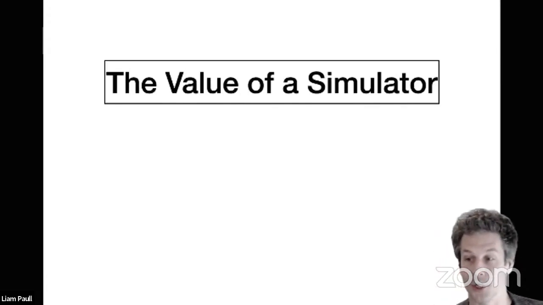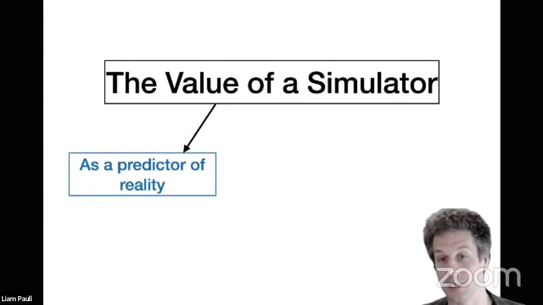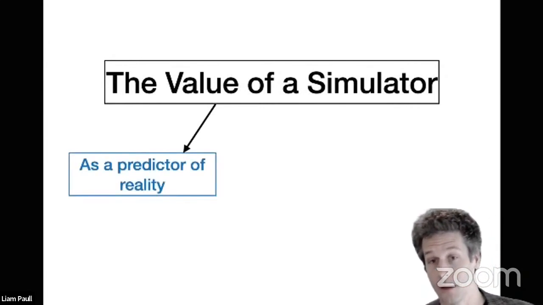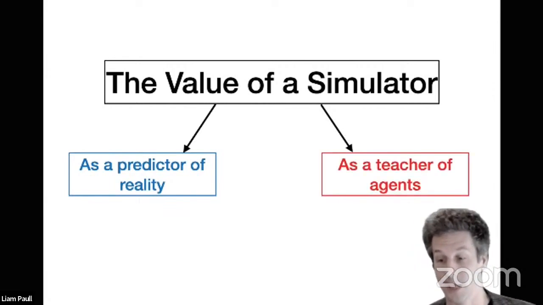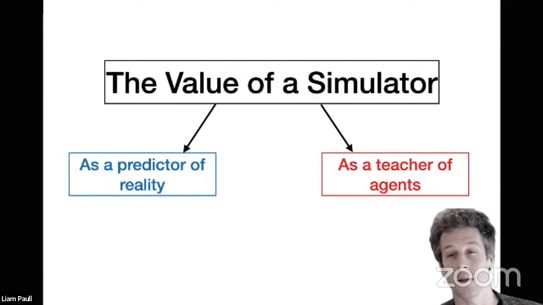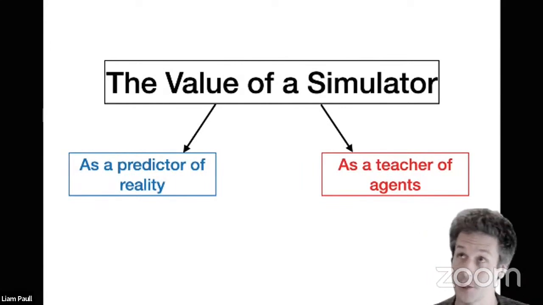So I propose that we decouple the value of a simulator into two components. One is, how faithful is it as a predictor of reality? And the other is, how useful is it as a teacher of learning agents? And I think that by decoupling things this way, we can write down actual metrics for each of these two cases.